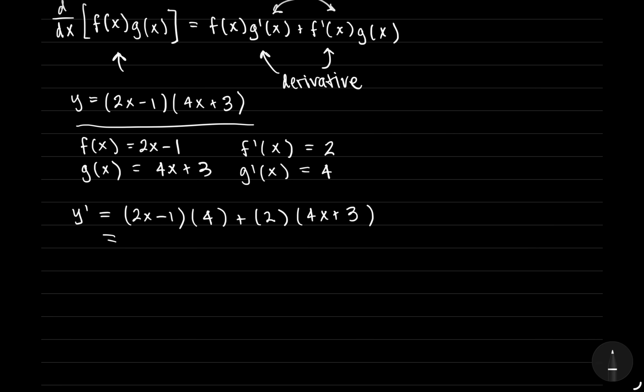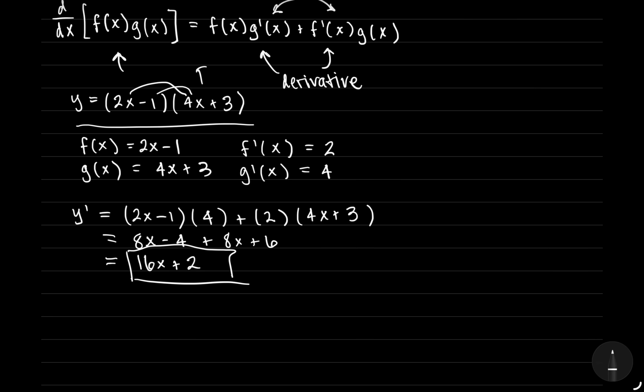So we're going to get 8x minus 4 plus 8x plus 6, and then we can go ahead and just combine like terms, 16x and then plus 2, okay? And that is what the derivative of this function is going to be. Alternatively, you could, in this specific case, multiply this out using the FOIL method, but for example's sake, that's how you do the product rule.